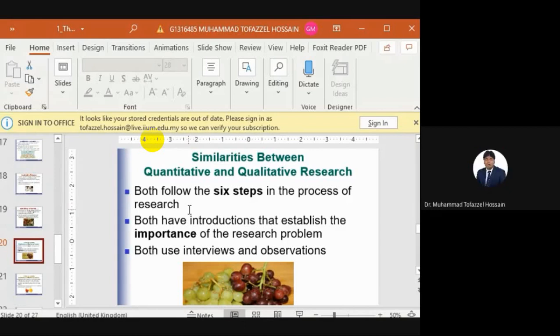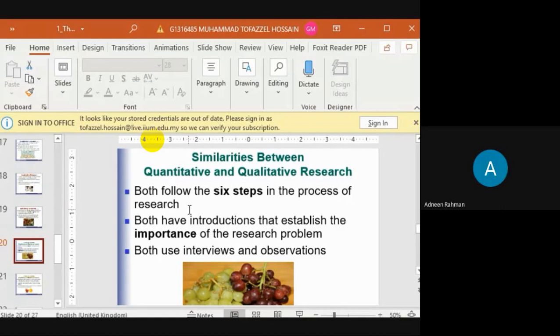So for both types of research, all the 6 steps are available, right? This is the first similarity. Got the point? Yes, sir. So for both cases, you have to follow the same process. Then the second point of similarity.